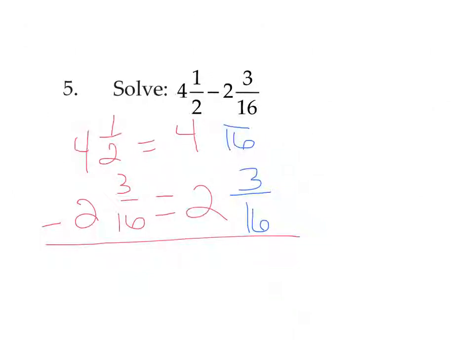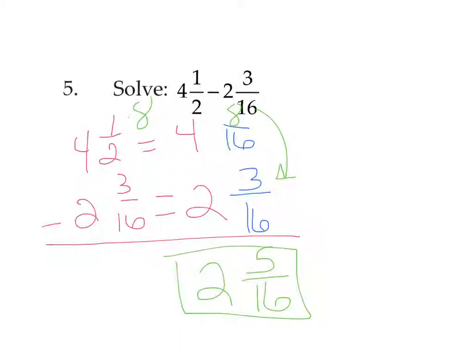But here, 2 times 8 makes 16, so I have to do times 8 on the numerator up here. So this new numerator is going to be 8. This is subtract. Denominator stays the same. 8 minus 3 is 5. 4 minus 2 with the whole numbers gives you 2. So this is 2 and 5/16.